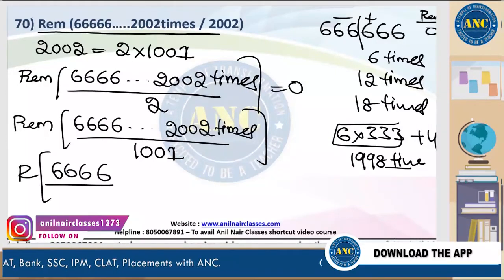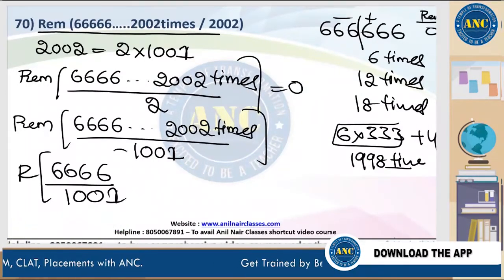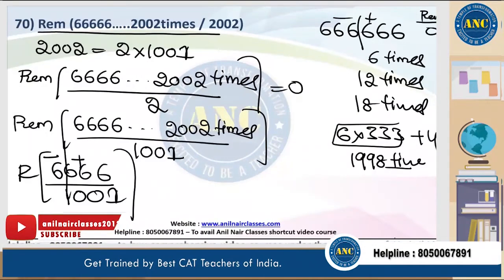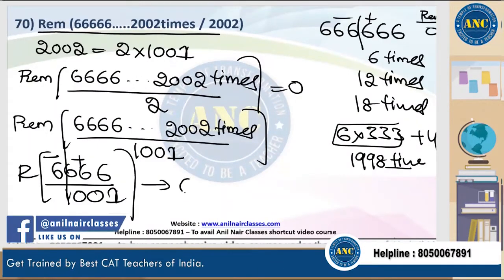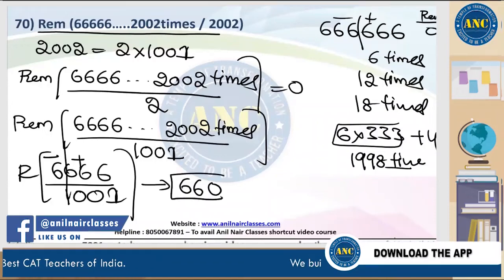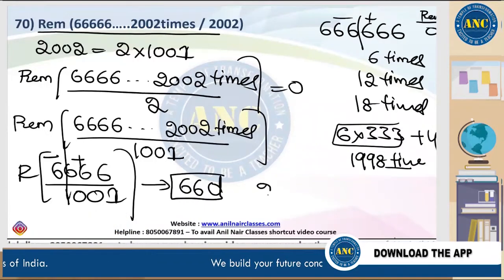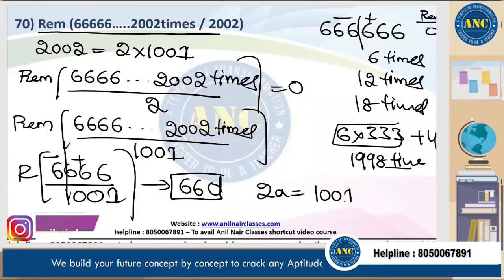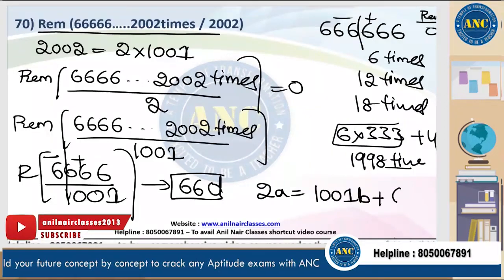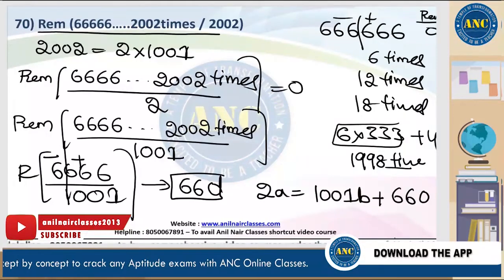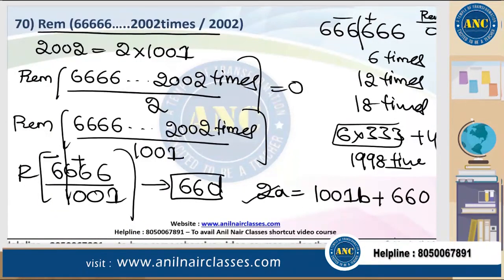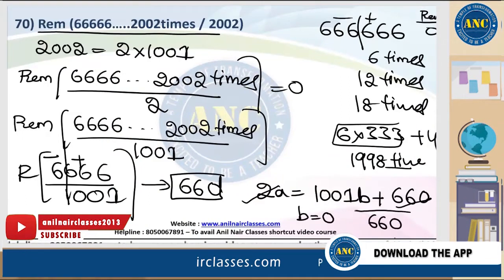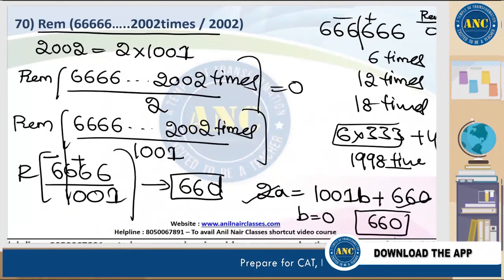4 sixes remaining divided by 1001. Take groups of 3 alternately plus and minus: 666 minus 6 is 660. That means one is perfectly divisible by 2, and another, when divided by 1001, gives 660 as the remainder. D is an even number, so B should be 0. Answer is 660. I hope the idea is clear.